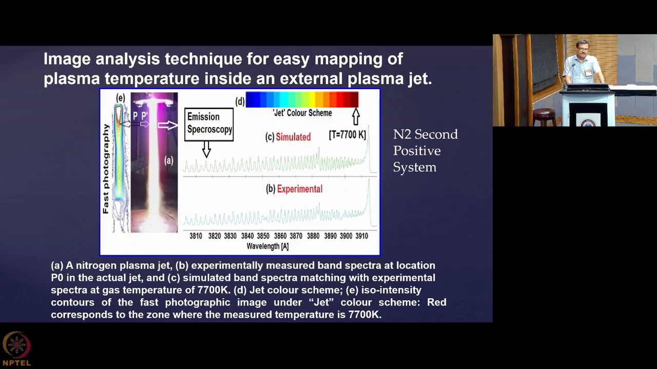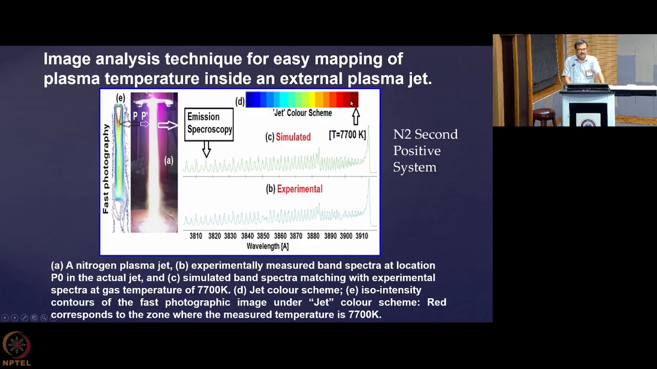But the advantage of this technique is that at a single glance, actually in a single snap, you are able to map the temperature distribution over the whole jet. You are not making any effort of collecting light from every point, then making a Boltzmann plot, or then trying to identify the temperatures, not like that. You have mapped the intensity and you are assuming that that intensity is proportional to the temperature, and roughly you are mapping the temperature within this zone.